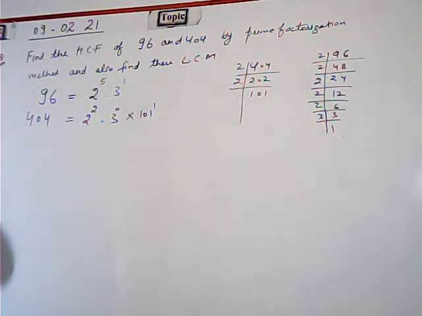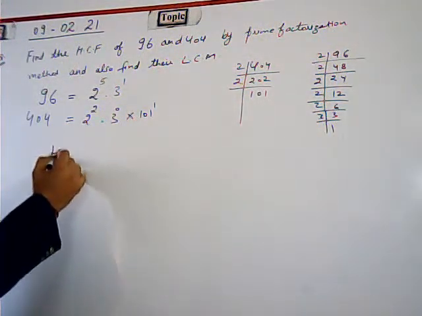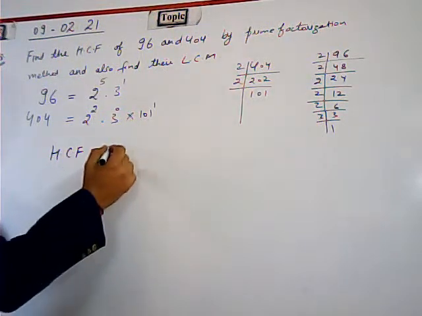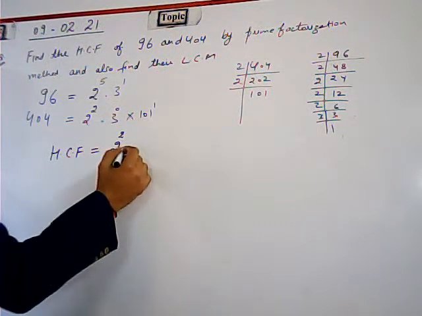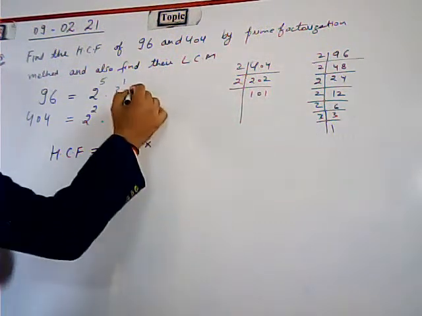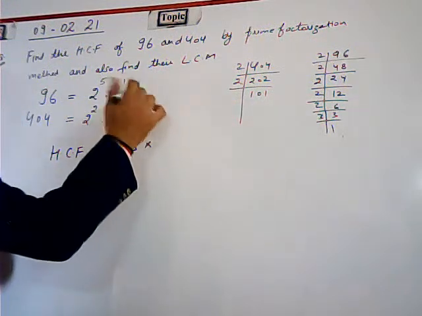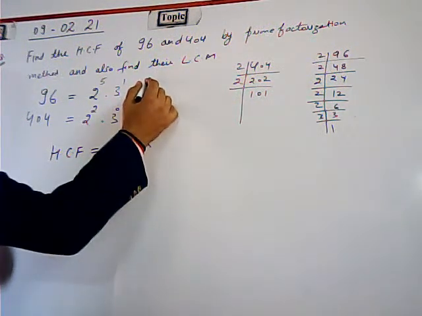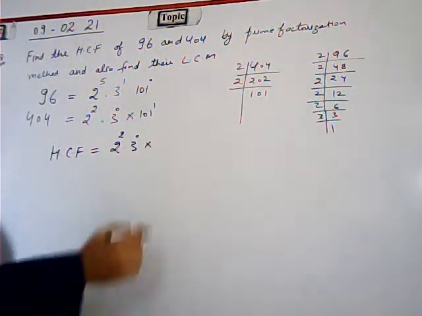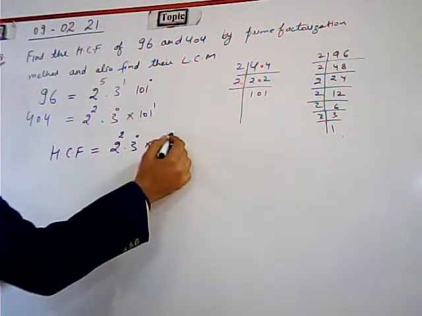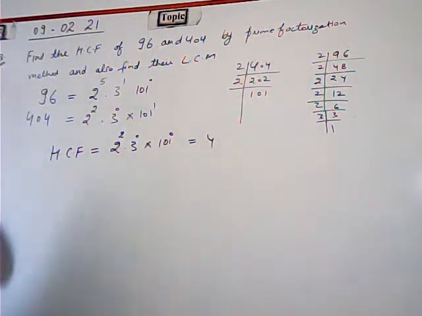So here HCF, highest common factor, that is 2 raised to power 2 into 3 raised to power 0 into 101 raised to power 0, which is equal to 4, right? The highest common factor is 2 raised to power 2. So HCF is 4, and what is the LCM?